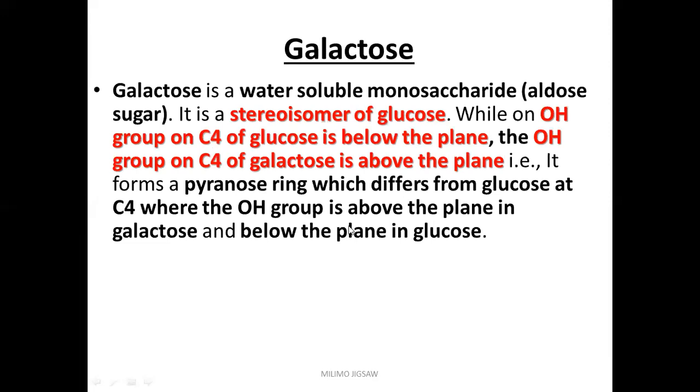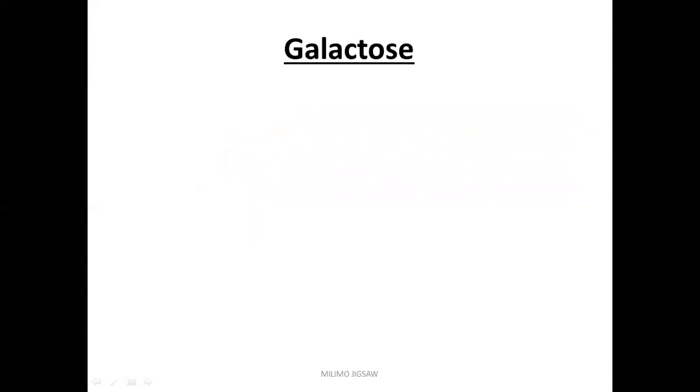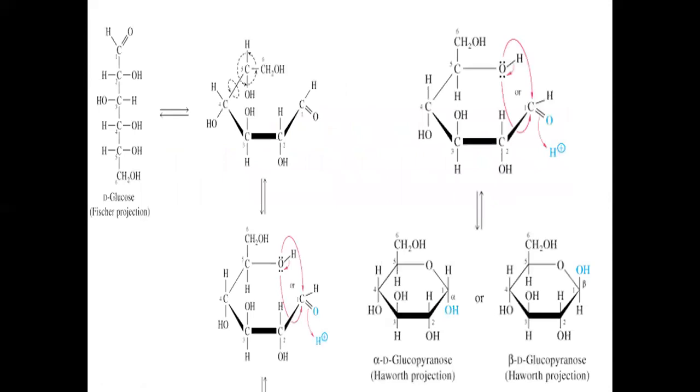So the OH group in glucose is below the plane, while in galactose it is above the plane. So we see that when these molecules form the pyranose ring, they're going to differ, because at C4, the OH group is above the plane in galactose, while in glucose it is below the plane. So remember, you're looking at carbon 4.